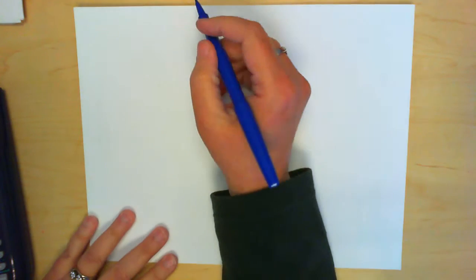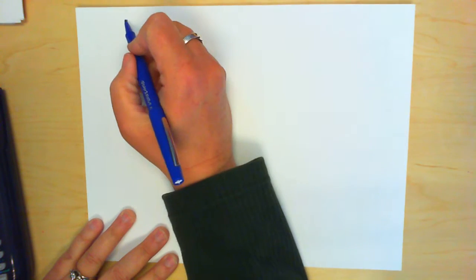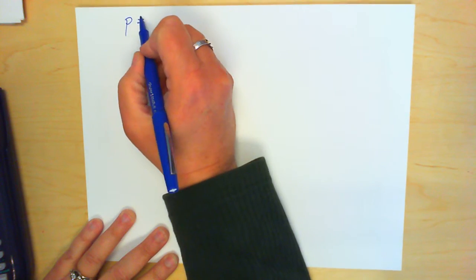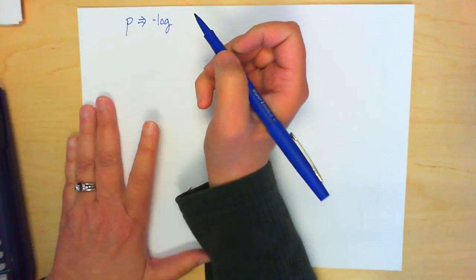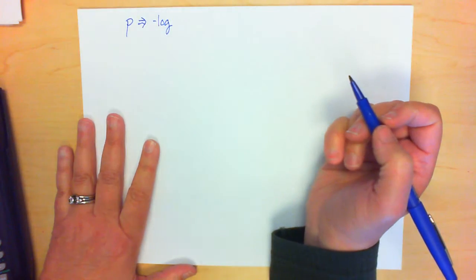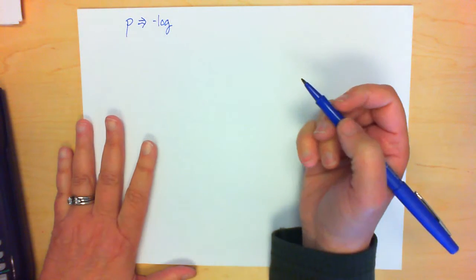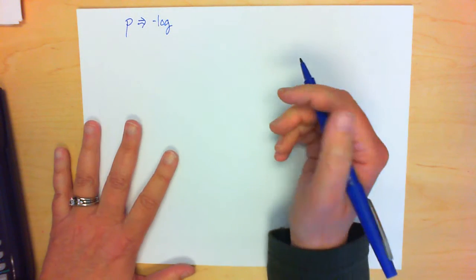On this problem set, what we're going to do is just work on a little math. We're going to look at the relationship between the p function, pH, pOH, etc. So let's start with the p function. The p is the negative log. It doesn't matter what you have. You can take a pH, pOH, pKa, etc.